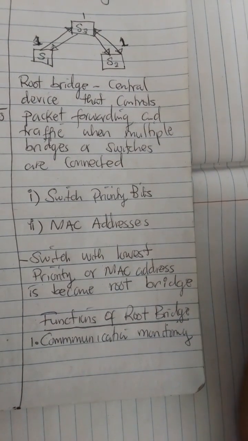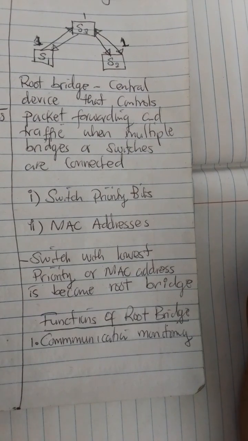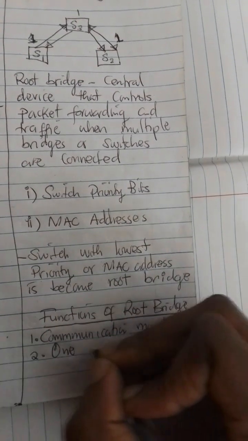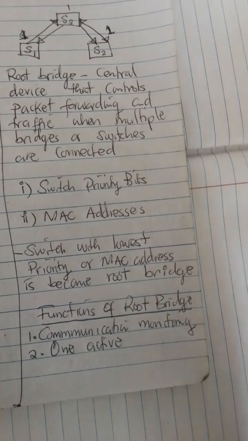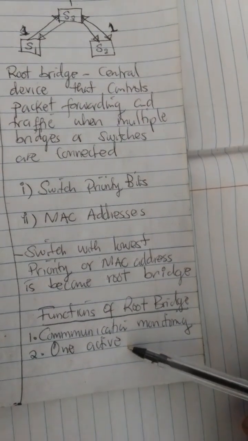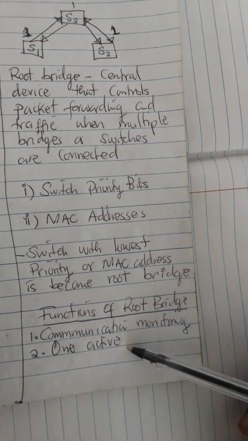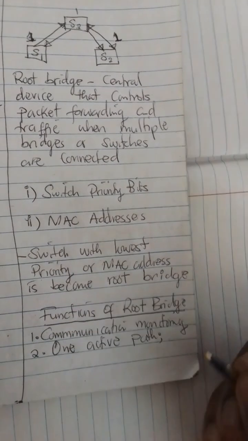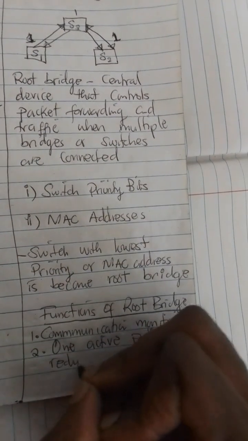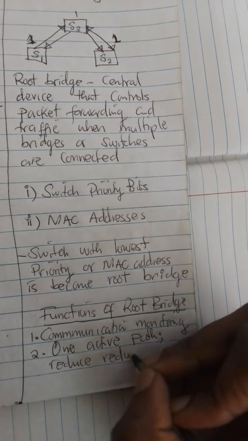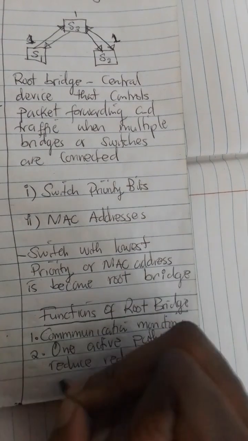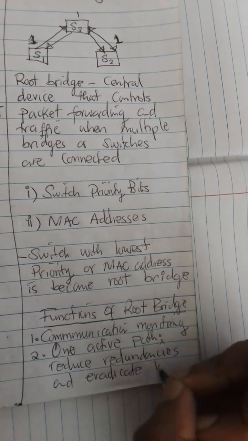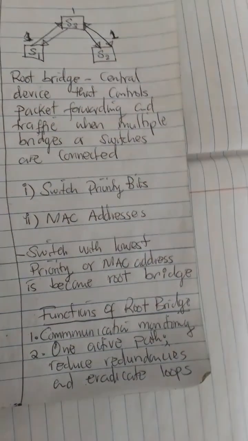When it passes through the root bridge, what is going to happen? The root bridge is going to ensure there is one active path that will be used to transport packets of data, so that we don't have loops. One active path. As a result, this is going to reduce redundancies and eradicate loops. That is how the situation is going to be.